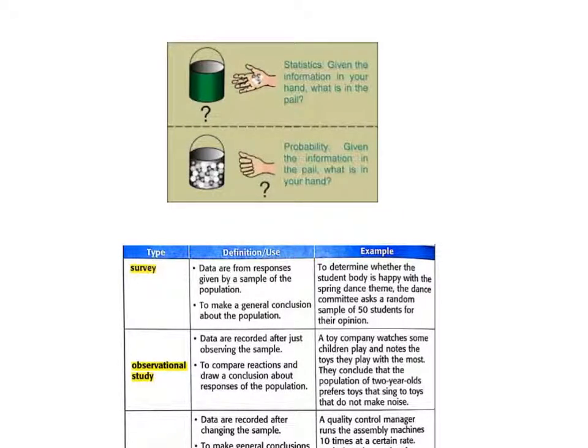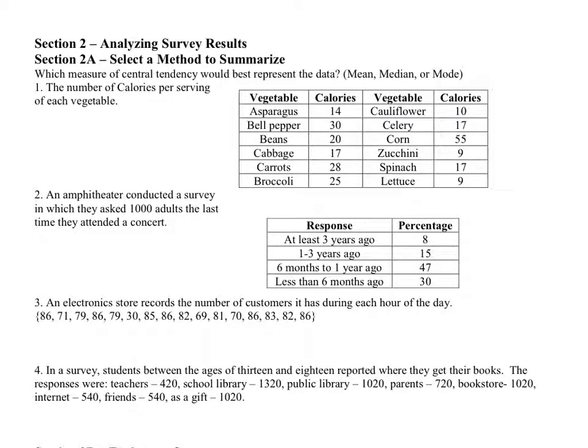Section 2A, select a method to summarize. We're going to look at number 1, and given our information, we want to decide which is the best measure of center to use, mean, median, or mode. The mean is the average, in other words, adding up all numbers and dividing by the number of terms there are, or the number of numbers.